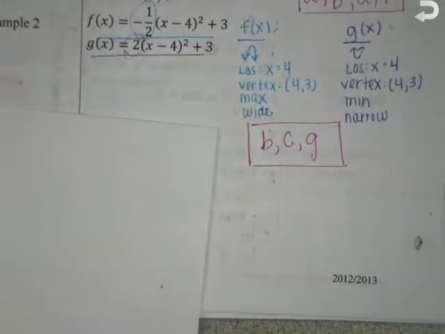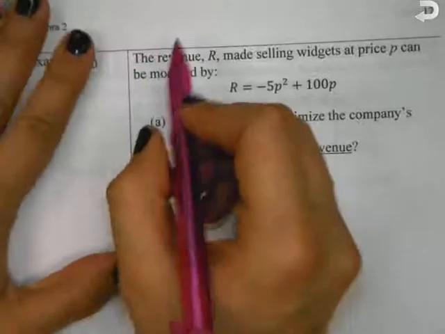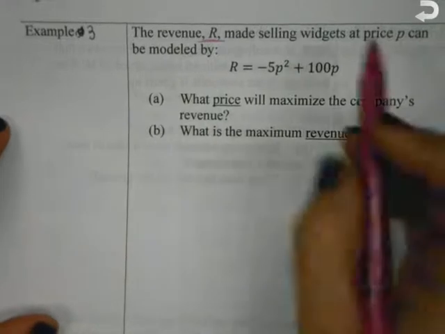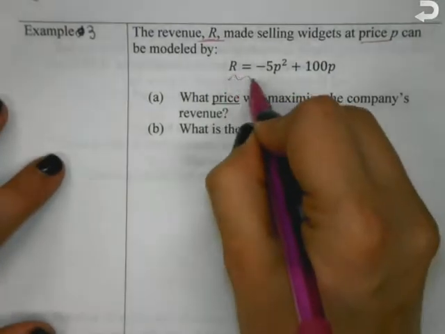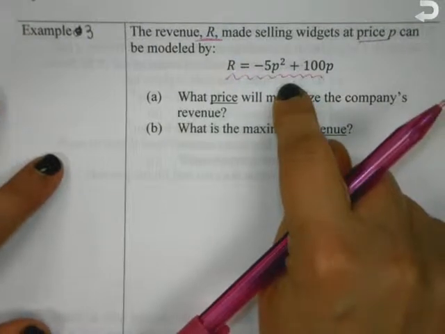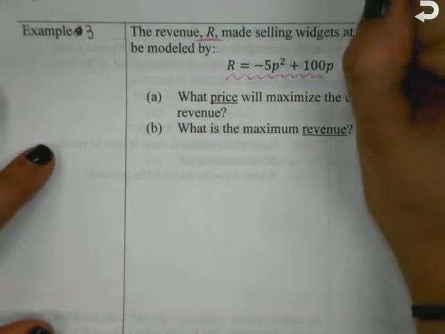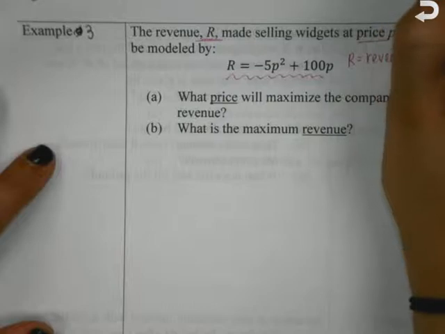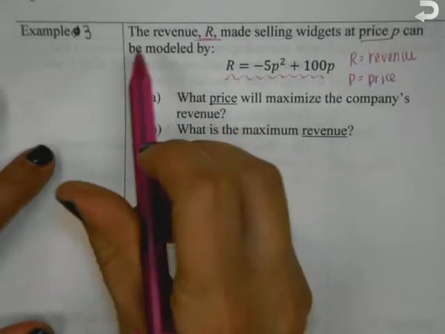Example 3. The revenue R, so capital R is revenue, made by selling widgets at price P, so P is the price, can be modeled by this equation. What I want you to write is the equation, and then right next to it I want you to label that capital R is equal to revenue and P is equal to price. So you don't have to actually write this part as long as you write the equation and label revenue and price for me. Okay?